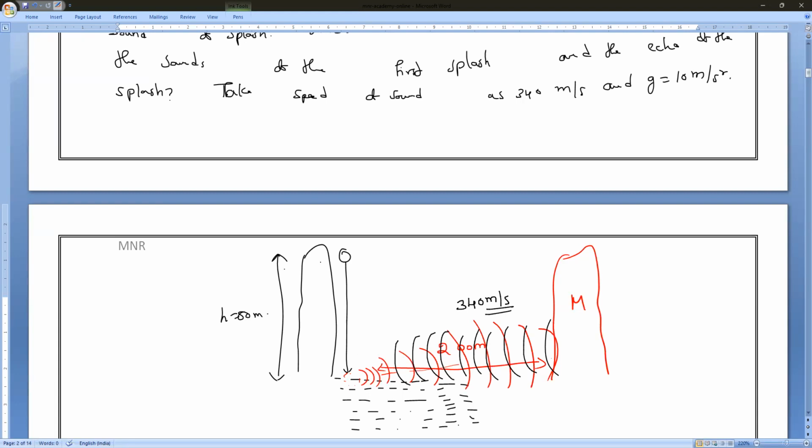Now, they are not talking about the stone. What they are asking is, can you tell me, what is the time difference between the sound of the first splash and the echo of the splash? Am I right or wrong, everybody? Where is the person? The person dropping the stone is here only. Is it right or wrong, guys?